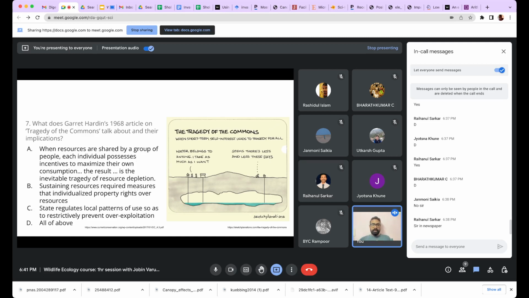Has everyone understood what the tragedy of the commons is? Janmoni? Yeah, okay. And the others? Rashidul, Bharat, Utkarsh, Jyotsana.